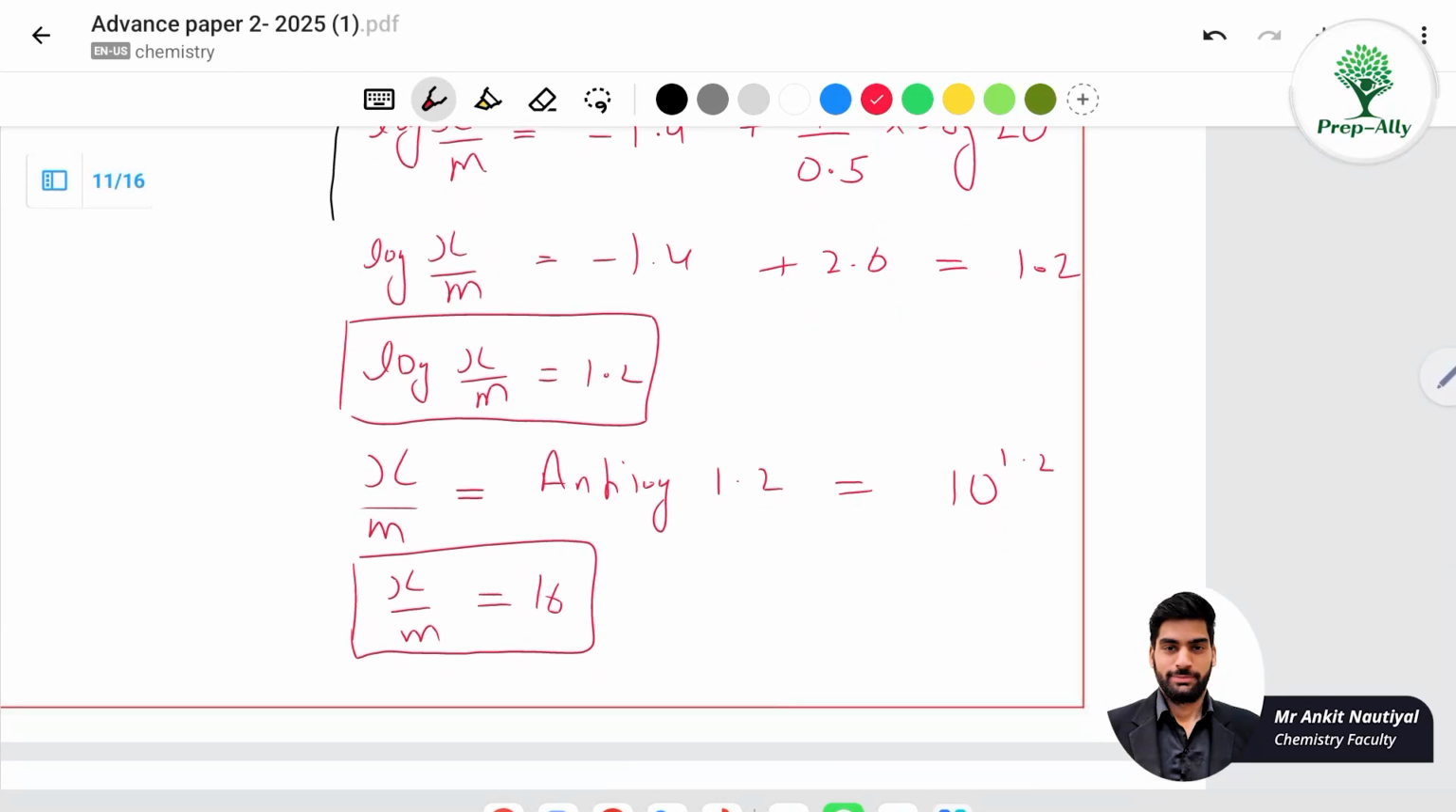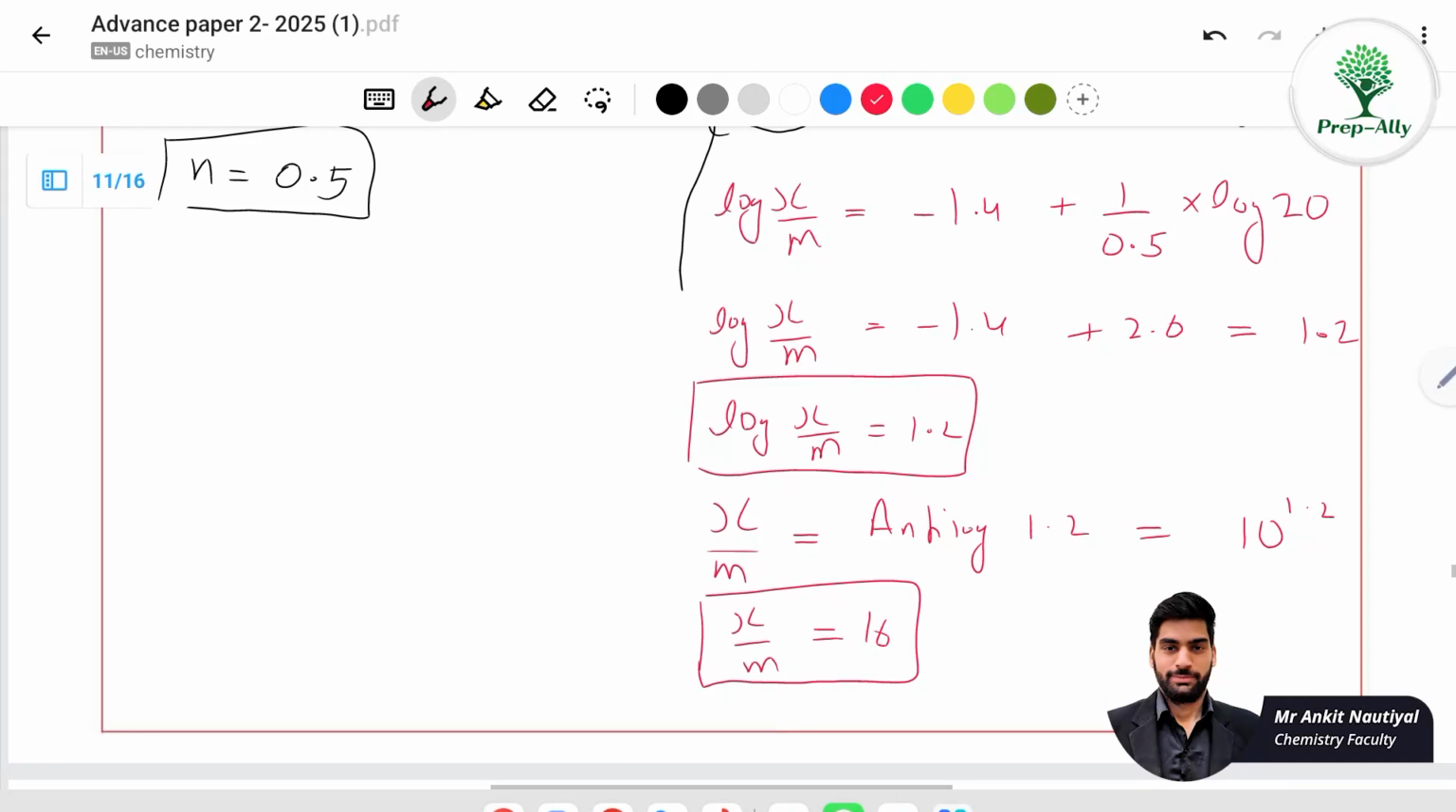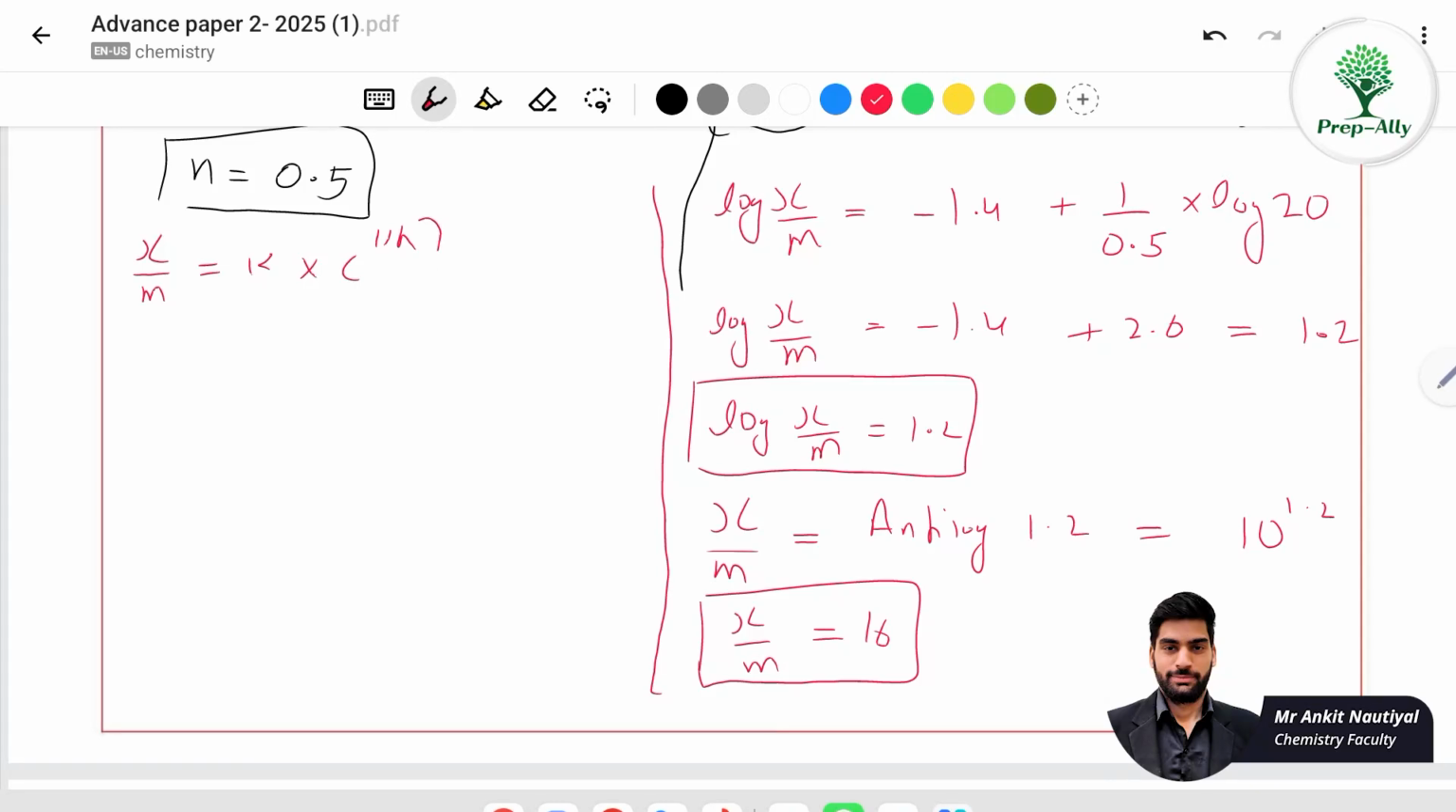Because log values are given. Now we know the value of x upon m. After finding the value of x upon m, actually the equation is x upon m is equal to k multiplied by c to power 1 by n. This is the value of x upon m. Now we can write this equation for three values we are getting. Three equations we can create.